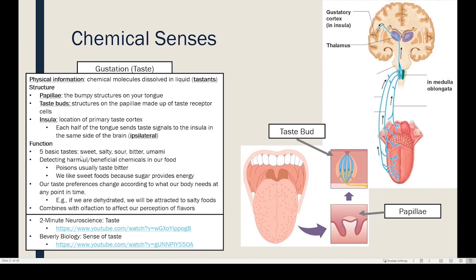And overall, we have these basic tastes, but what we perceive as flavor is actually a combination of all these basic tastes, but then also of information from the olfactory system. So our sense of smell is really important in our sense of flavor. So again, here's a couple of useful short videos, and I encourage you to watch those. They go into more detail about taste.